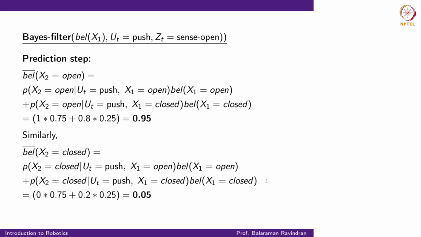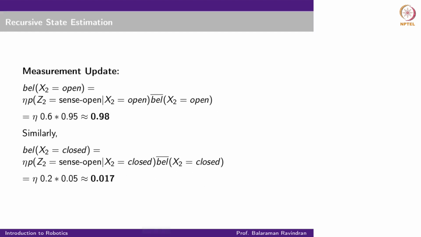That's what my belief was, right? So I basically have 0.2 into 0.25, which is 0.05. This is my bel bar, right? So my bel bar that x2 is open is 0.95, and my bel bar that x2 is closed is 0.05. Okay.